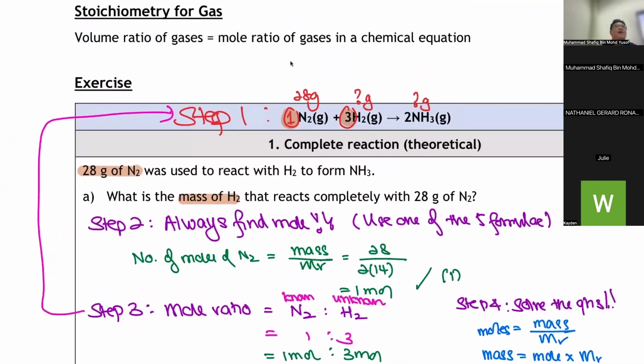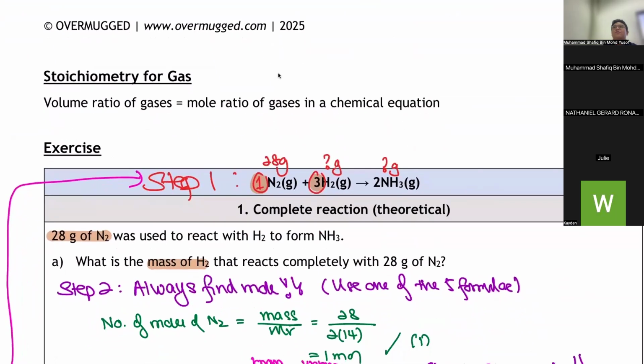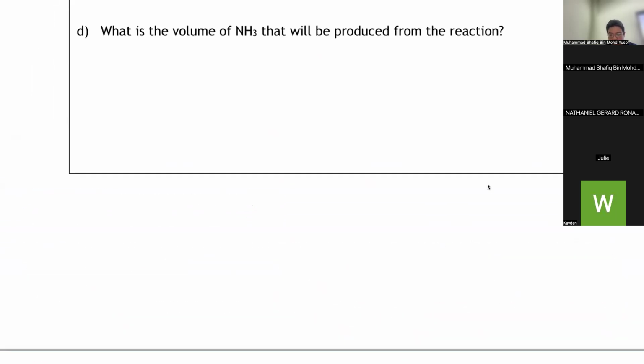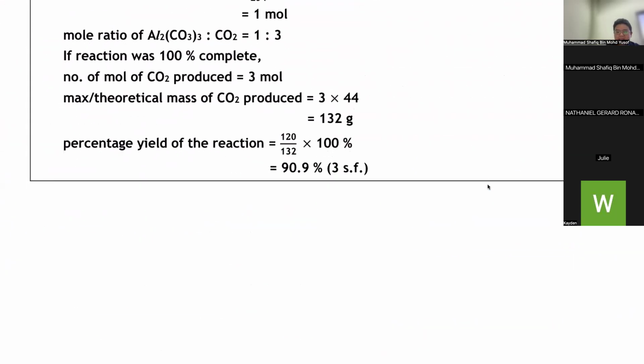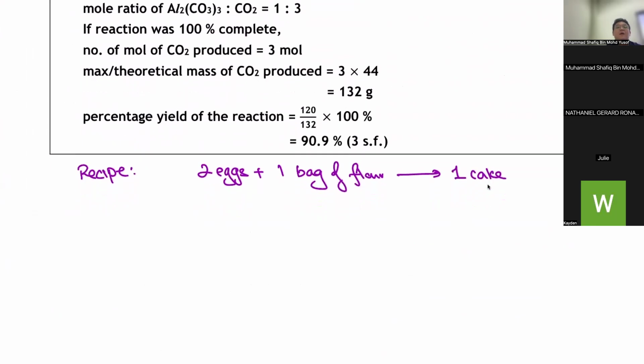Before I continue on with what limiting excess is, let me explain what it means. The analogy that I always give to students is this. Please take note, your chemical equation is like a recipe. For example, let's say I told you the recipe to make a cake is 2 eggs plus 1 bag of flour. To produce 1 cake in this case. A very simplified version, but just for the meantime.